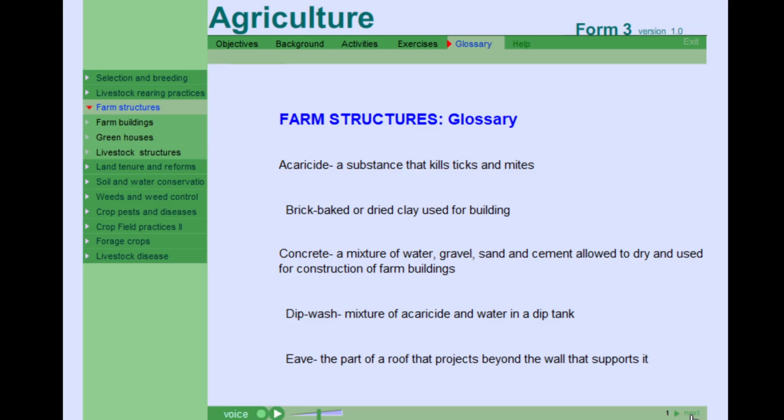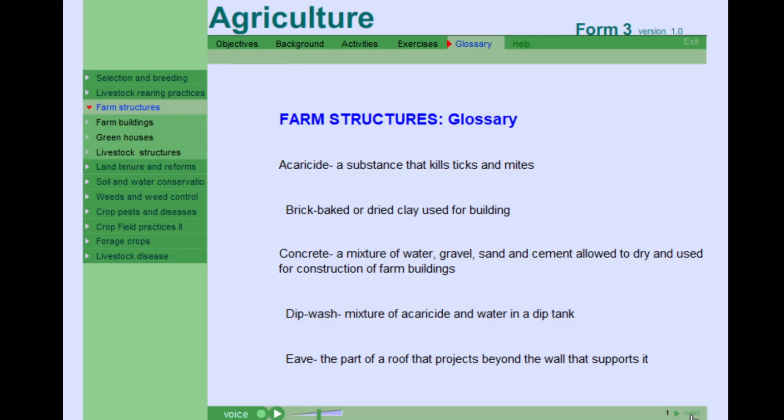Deep wash is a mixture of acaricide and water in a deep tank. Eave is the part of a roof that protects beyond the wall that supports it. Enterprise is an organized business activities aimed specifically at growth and profit. Farm structures are different types of physical constructions that are put up on the farm.